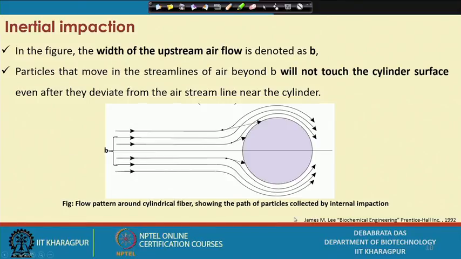Now, this is an example I have given. I have already told you. This is a particle moving. This is how it is depositing on the surface of the fiber. This is how this is depositing.